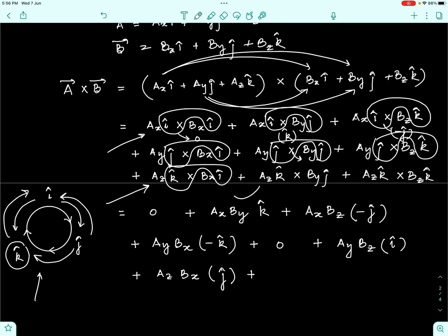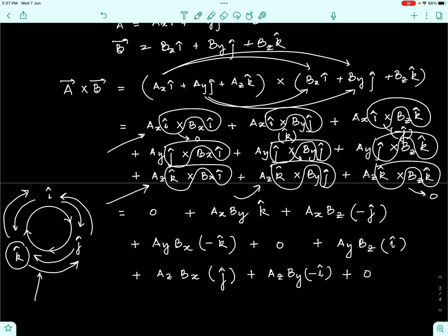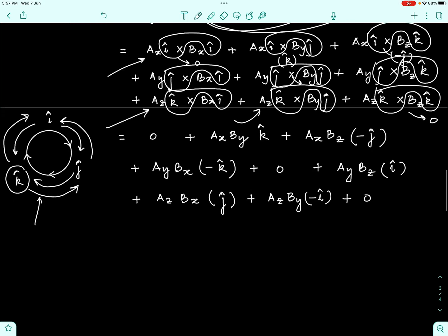plus the next term here, AZBY K cap cross J cap. K cap cross J cap, we are moving opposite to the arrow, so I cap with a minus sign, plus the last term, AZBZ, but K cap cross K cap, which is a 0, so the last term will go to 0. See that we have got 6 non-zero terms in this expression, and each one of them is such that we have either a I cap or a minus I cap, J cap or minus J cap, K cap or minus K cap associated with it.